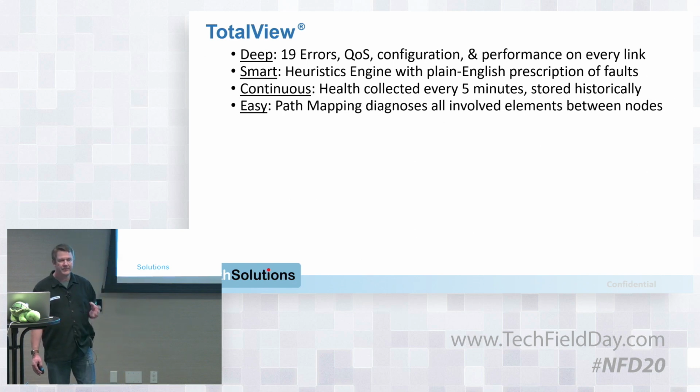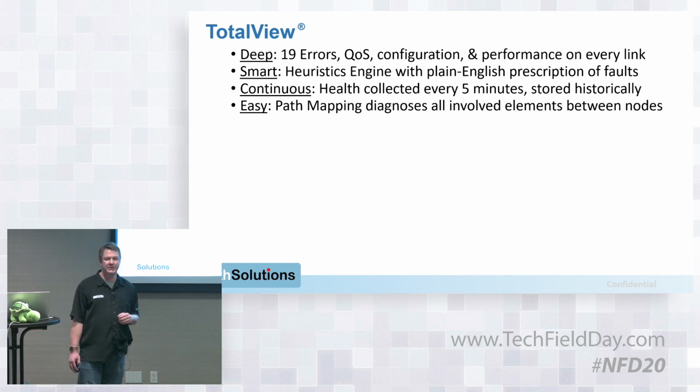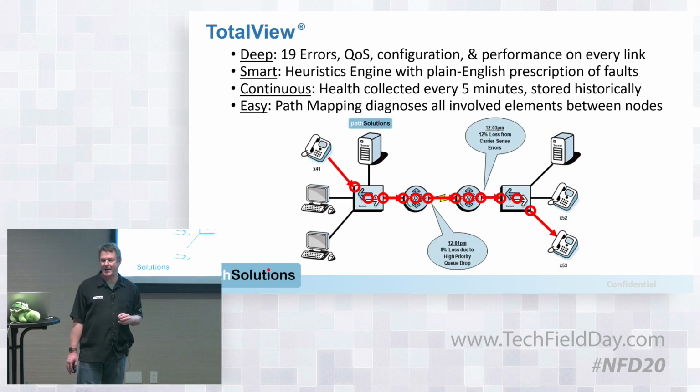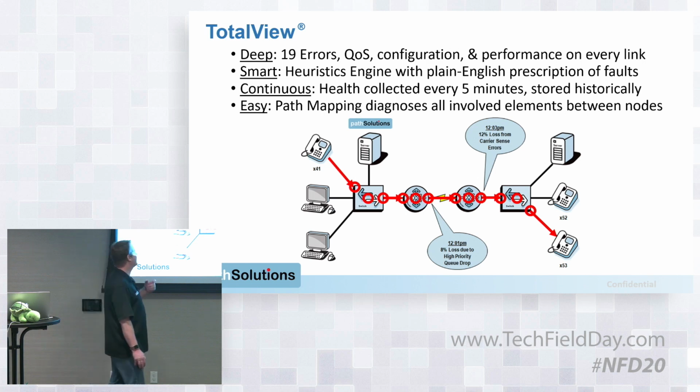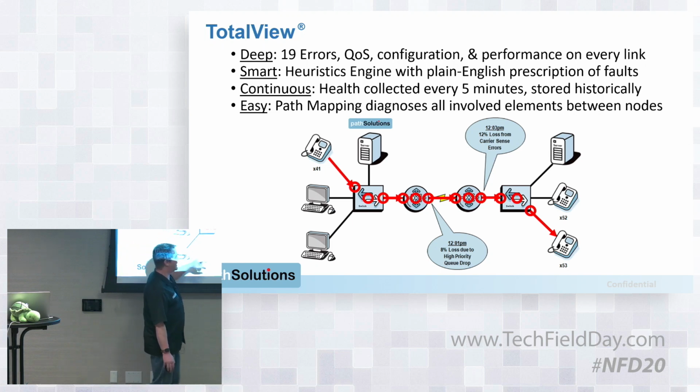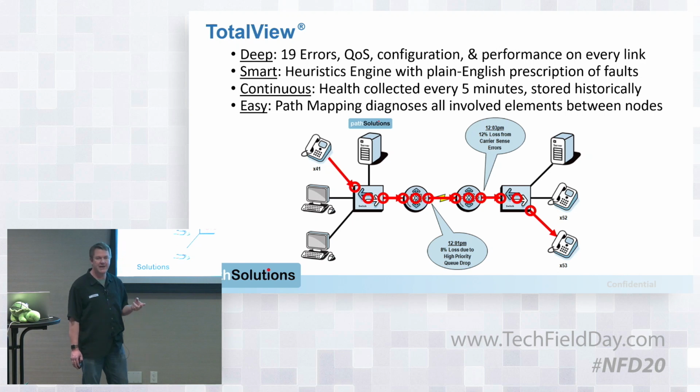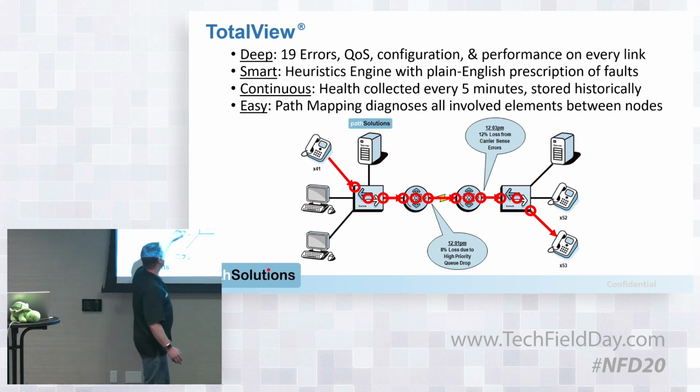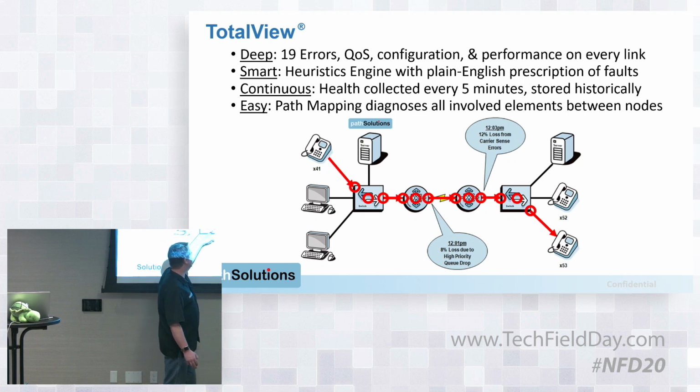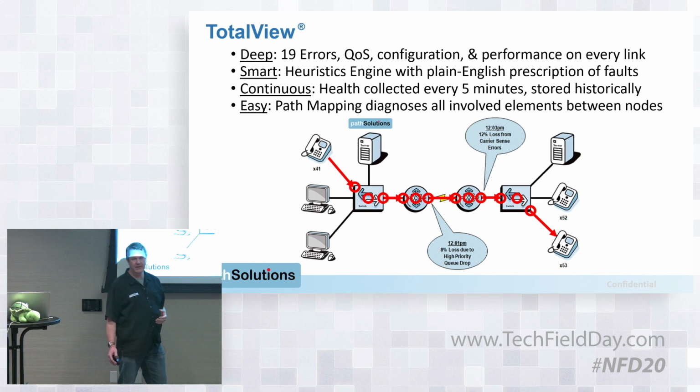Now, to further make troubleshooting easy, we decided to build in path mapping. What path mapping allows you to do is see every involved link, switch, and router used between a pair of IP addresses. So if you put in the IP address of this phone and the IP address of this phone, it's going to look at the routing tables, bridge tables, ARP cache, spanning tree, put that all together, and say, here is every link, every switch, every router used to connect them. And we're going to show that information over time.